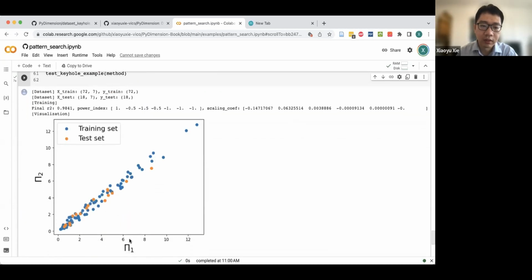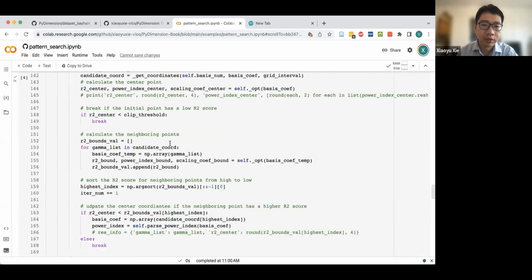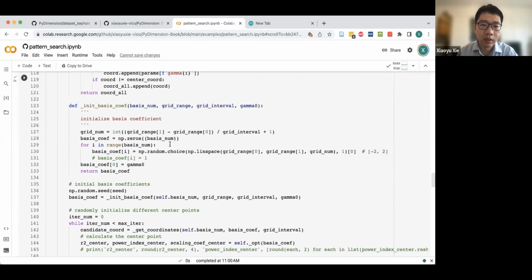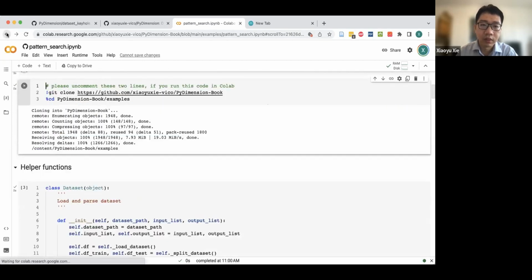In this case, we can find this is Pi1 and Pi2. You can find the training set and test set fit very well in a linear relationship, even though this data comes from literature and experiments, from different process conditions and 3 different kinds of materials. And if you want to go into the details of how we do the optimization for the pattern search, you can go through the details here. So this is an example of scaling law discovery.